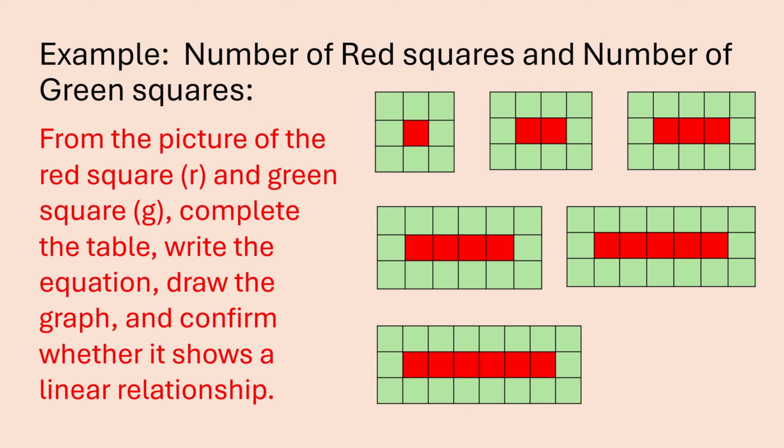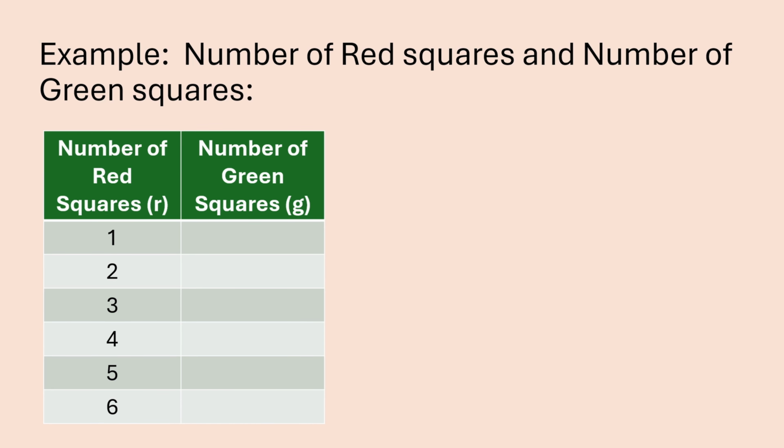Next example. Number of red squares and number of green squares. From the picture of the red squares R and green squares G, complete the table, write the equation, draw the graph and confirm whether it shows a linear relationship. Suppose we have a table of red squares R and green squares G. If red squares R is equal to 1, then green squares G is equal to 8.